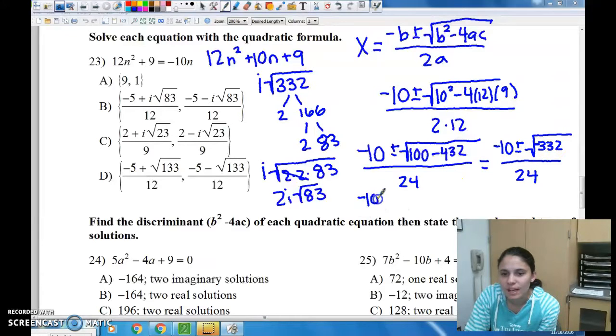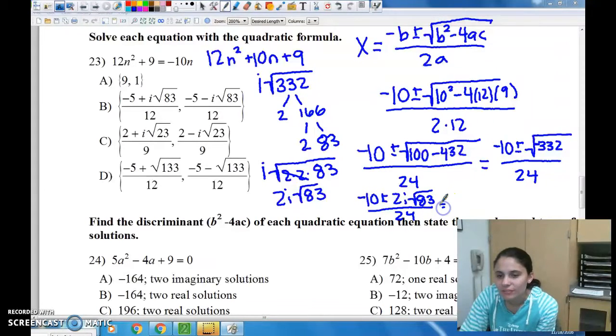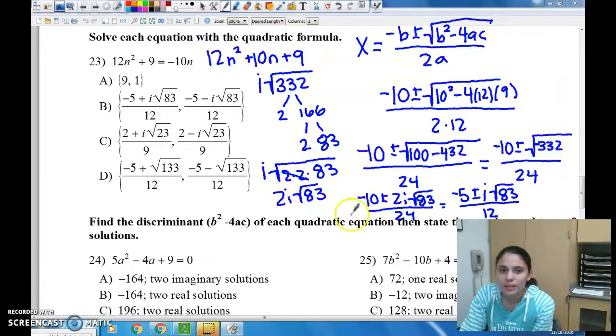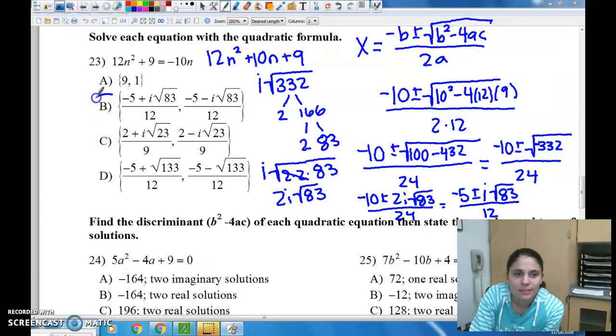So now I have negative 10 plus or minus 2i square root of 83, over 24. So the only thing I have left is to see what goes into each of these three terms. And from what I can see, it's a 2. So negative 10 divided by 2 is a negative 5. And then this 2 divided by 2 is just 1. So I'm just left with i root 83. And 24 divided by 2 is 12. So if I come over here, that answer is B.